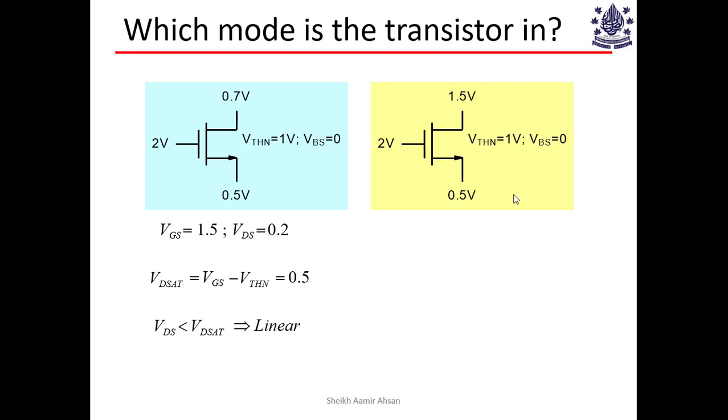What about this one? The only difference between these two is that VDS has been increased. Definitely VGS is greater than VT, so 1.5 is greater than 1. So this is an on state. But what about VDS? VDS is 1 volt. VDSAT is how much? 0.5. So definitely VDS is greater than VDSAT. Therefore, this is in saturation.